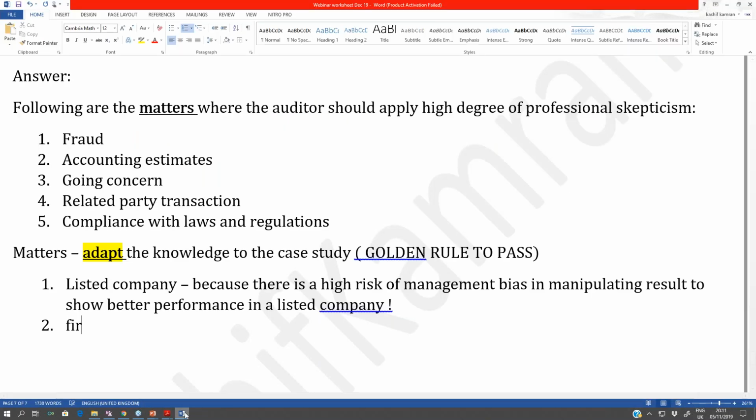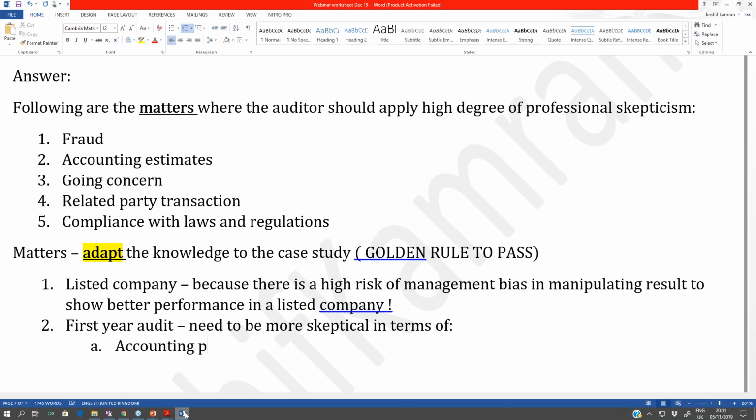So first year audit, need to be more skeptical in terms of what? It's my first year audit, so I need to be more skeptical in terms of accounting policies, in terms of opening balances, in terms of laws and regulations, because I have no idea of Bassett.